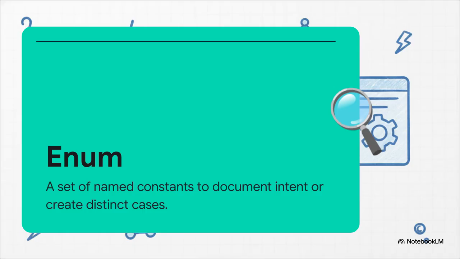Moving on to enums. Now here's a fascinating fact if you're coming straight from vanilla JavaScript. Enums are actually one of the very few TypeScript features that exist as real, tangible objects at runtime. They aren't just a compile time check that evaporates when you run the code. They let you define a set of named constants, which is an absolute game changer for documenting your intent or handling distinct cases, like specific user roles.